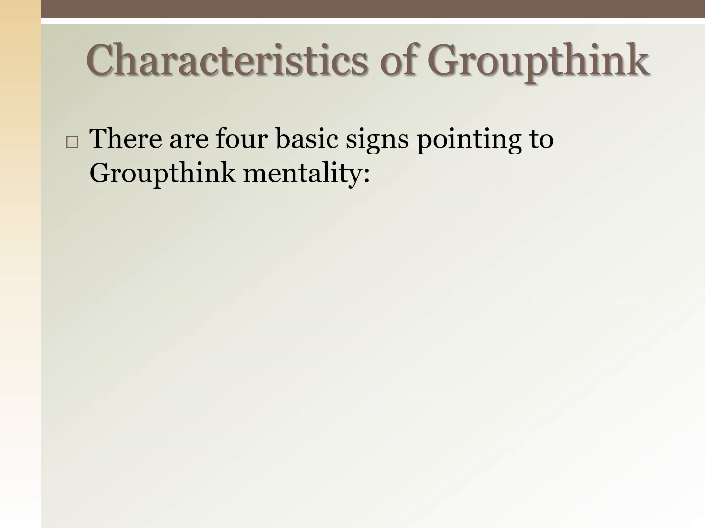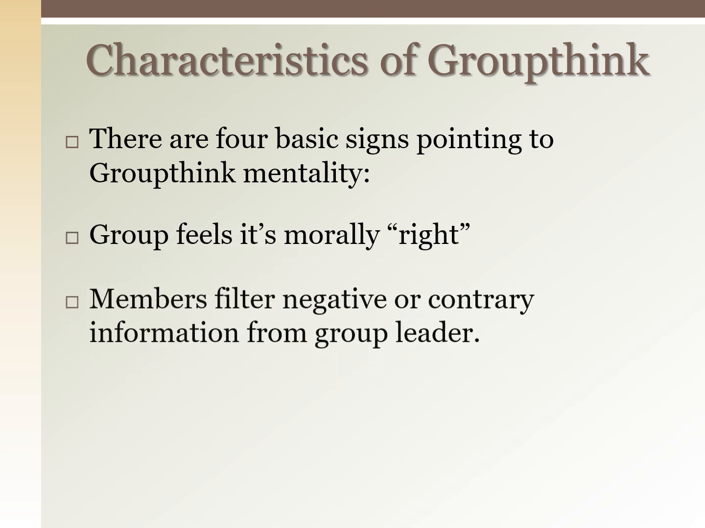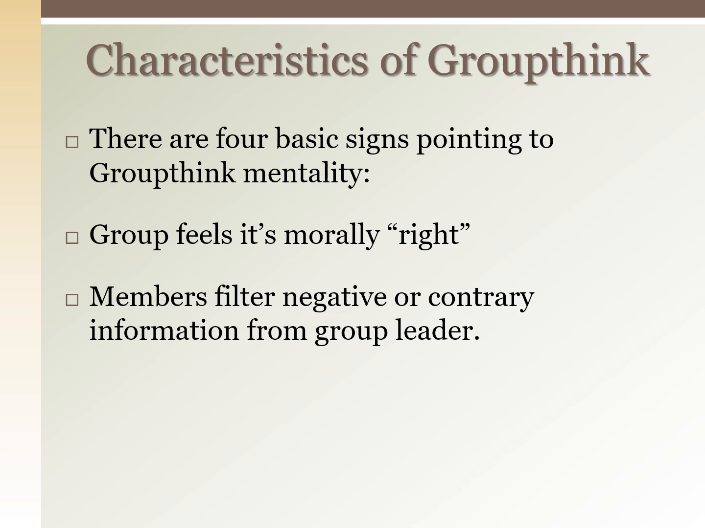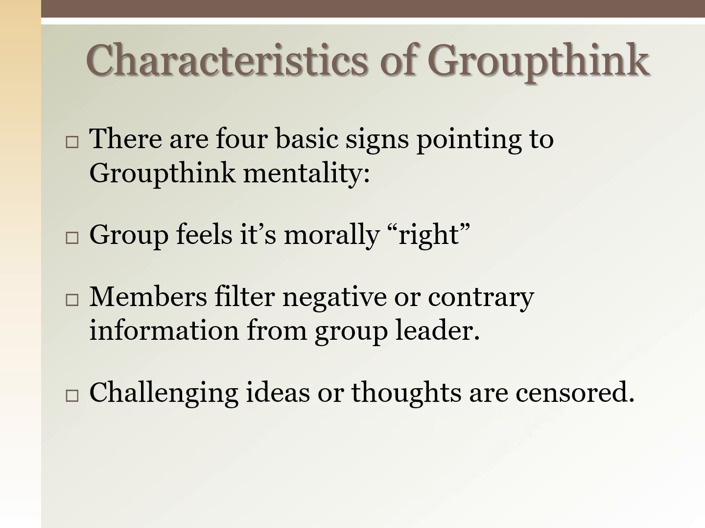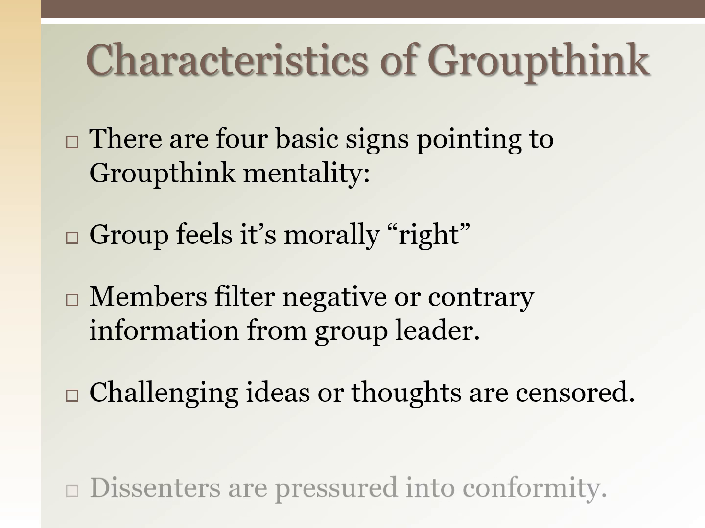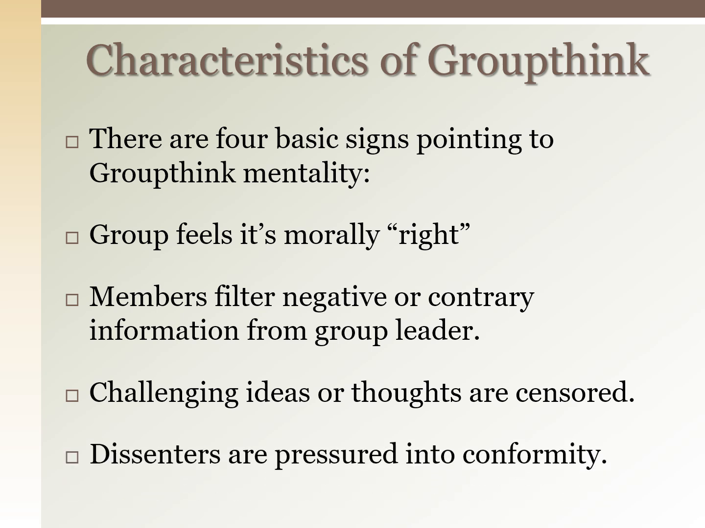Characteristics of groupthink. There are 4 basic signs pointing to that mentality. One, the group feels it's morally right. Two, members filter negative or contrary information from the group leader. Three, challenging ideas or thoughts are censored or discouraged. And four, dissenters are pressured into conformity. They're pushed by the group to agree.